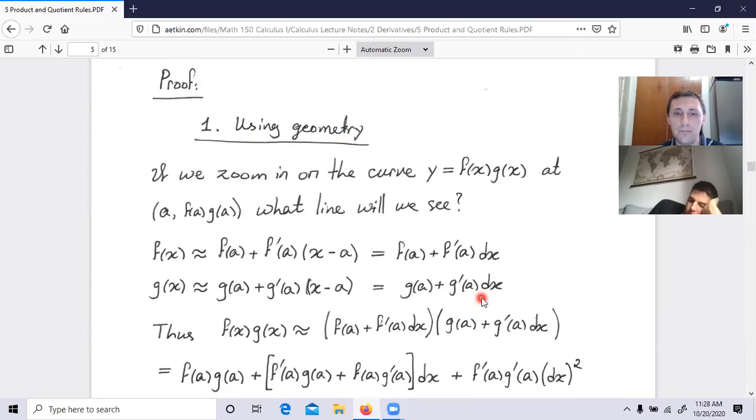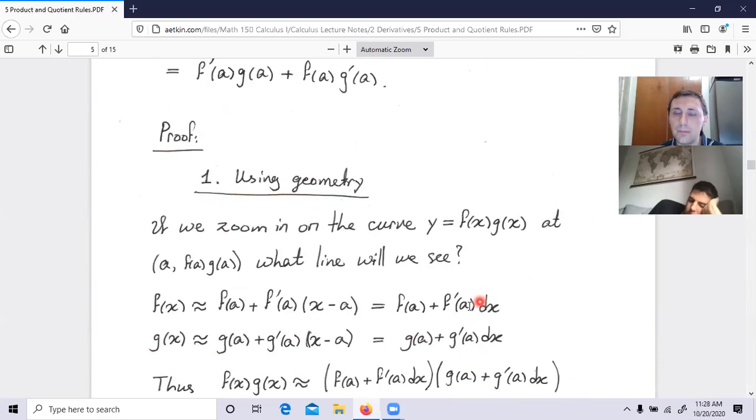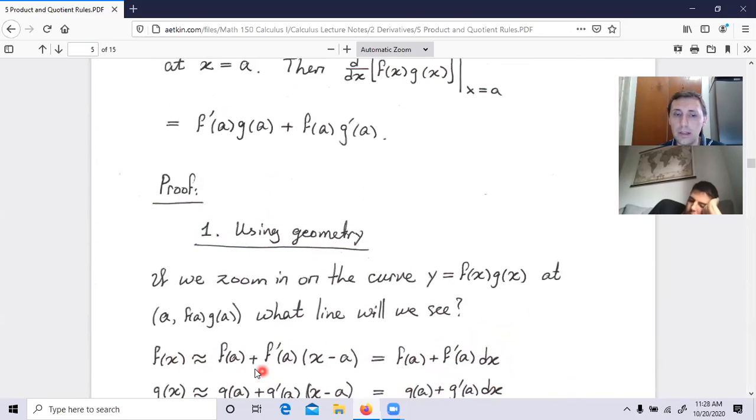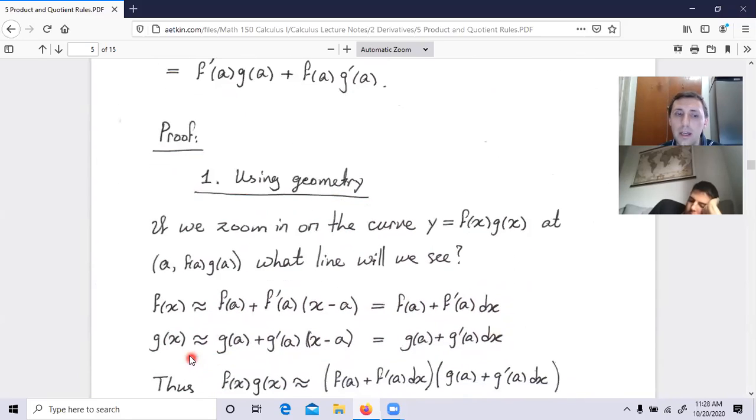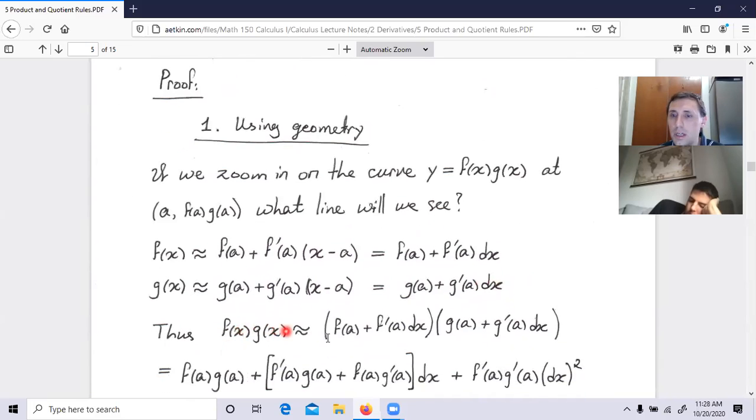Good. So f of x can be replaced by the stand double, which in short I write as f(a) plus f prime of a times dx. g of x can be replaced by its corresponding stand double, which I write as g(a) plus g prime of a times dx. Now, you understand what I mean by stand double. In other words, they look essentially like f and g. So if I multiply them, multiplying f times g, it's like multiplying the two line equations. Do you see that? And then I group them by powers of dx. dx is just x minus a here.